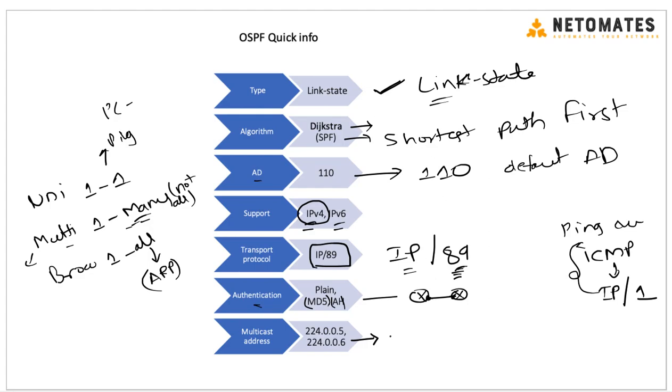OSPF is a dynamic routing protocol, so every router needs to advertise its routes to other routers in the network. Suppose we take this topology with three routers. If this router wants to advertise whatever links it has to the other two routers, it will use multicast. Suppose they are connected with a switch. It uses these two multicast addresses.